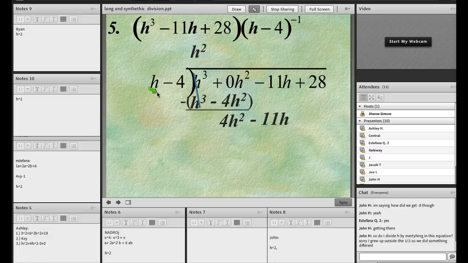Almost. Oh wait, that's positive, sorry. I said negative. You're right. So write that down. Take this 4h squared divided by h, and what do I get?